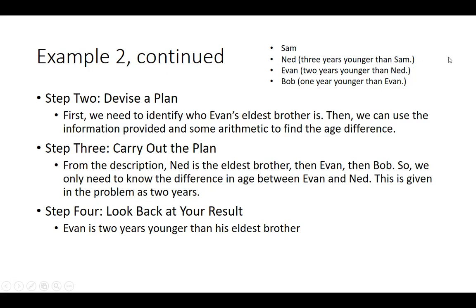Step 2, devise a plan. First, we need to identify who Evan's eldest brother is. Then we can use the information provided and some arithmetic to find the age difference. Step 3, carry out the plan. From the description, Ned is the eldest brother, then Evan, then Bob. So we only need to know the difference in age between Evan and Ned. This is given in the problem as 2 years. Evan is 2 years younger than Ned. So we didn't even have to do arithmetic. It was actually given to us once we figured out the order of the brothers.